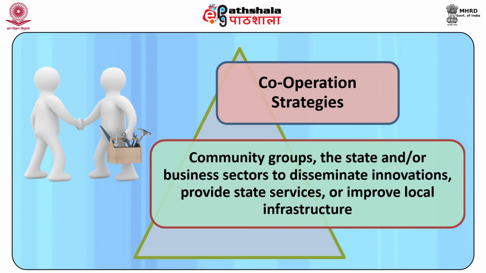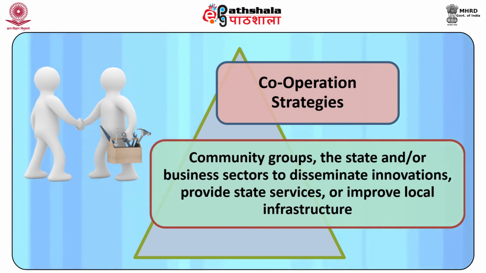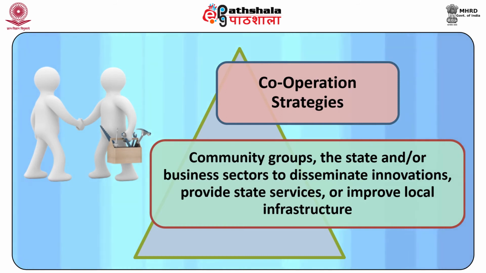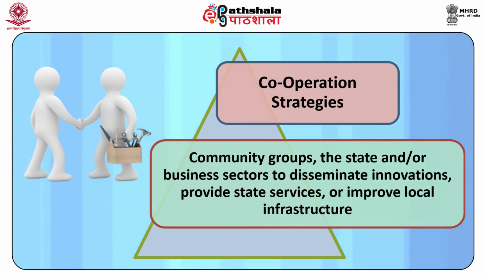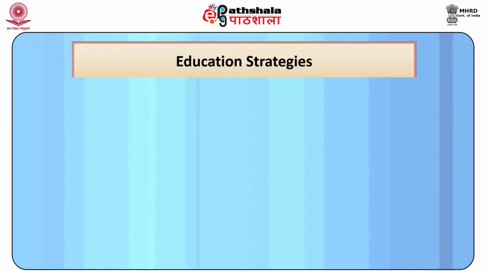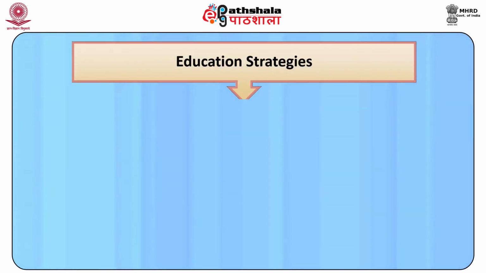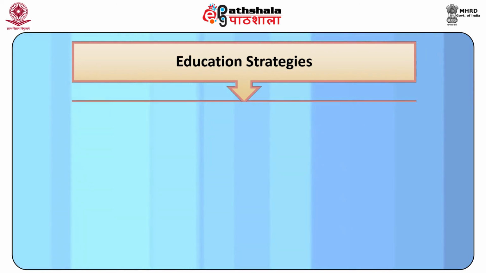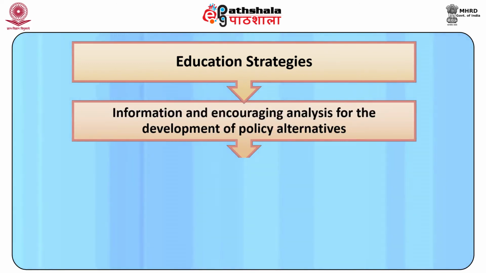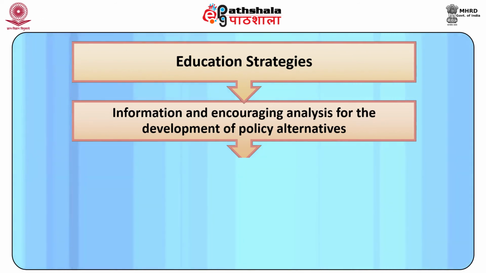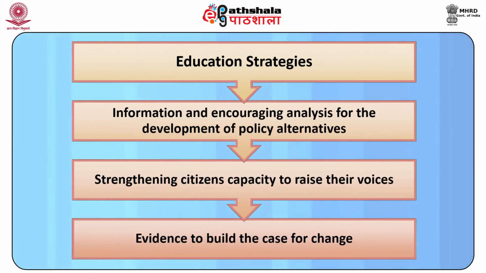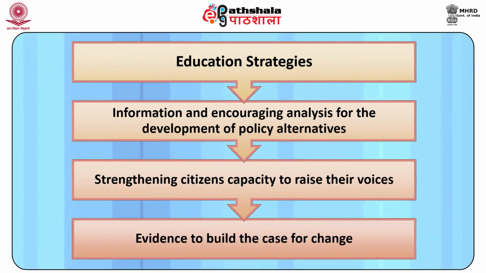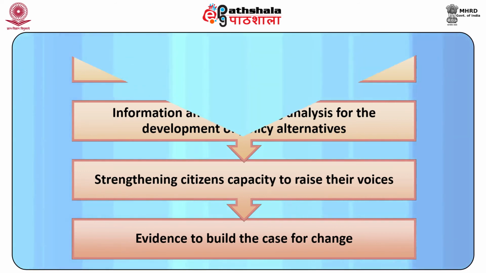Second is cooperation strategies. Main purpose is to build collaboration between community groups, the state and business sectors to disseminate innovations, provide state services and improve local infrastructure. Third, education strategies. Main purpose is to educate and raise critical consciousness by providing information and encouraging analysis for the development of policy alternatives, involving strengthening citizens' capacity to raise their voices and to collaborate in the gathering of data to use as evidence to build the case for change.